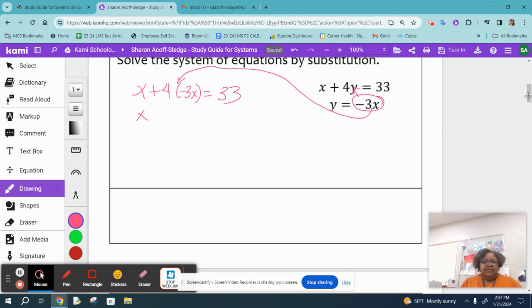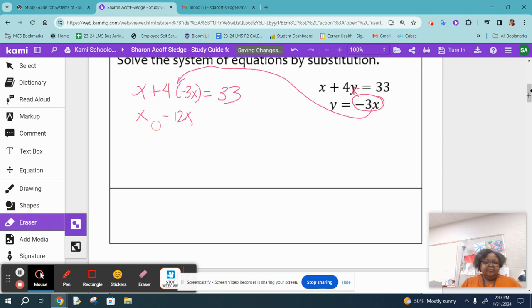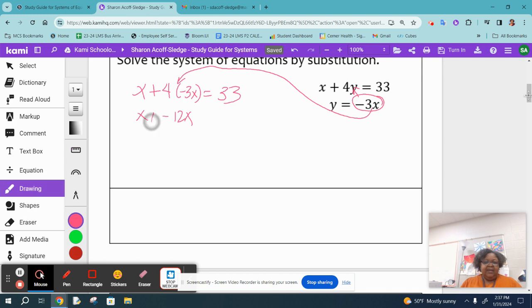Now we're going to multiply 4 times negative 3x, which is a negative 12x. And we don't need that plus there, but you can leave it there. It doesn't matter. And that's equal to 33. x minus 12x is minus 11x, or x plus a negative 12x is negative 11x. And you can put 1 plus a negative 12 in your calculator. Divide both sides by 11, and x is equal to a negative 3.